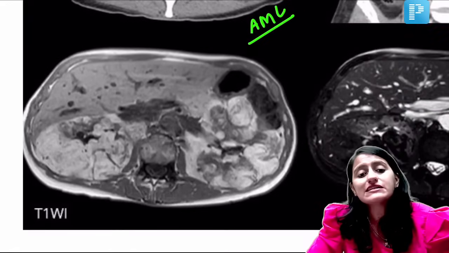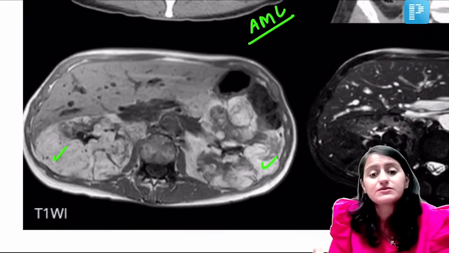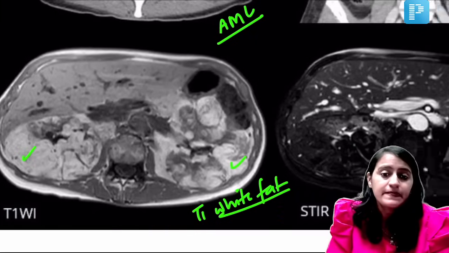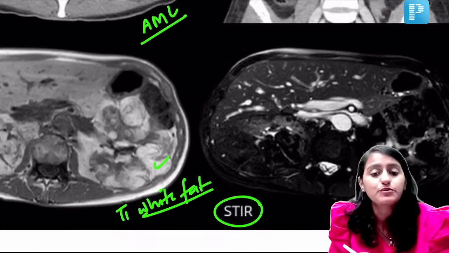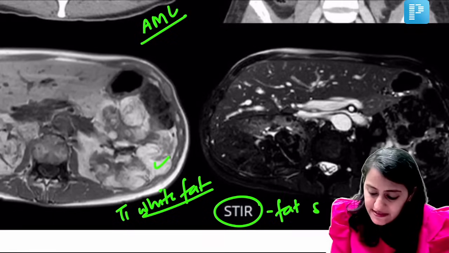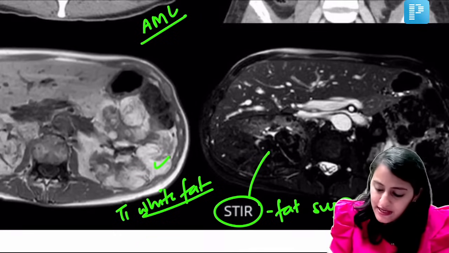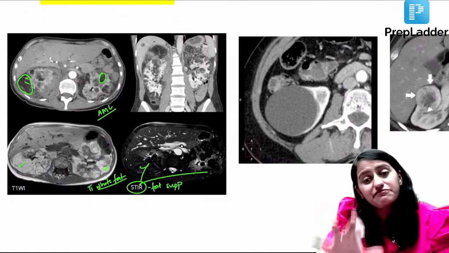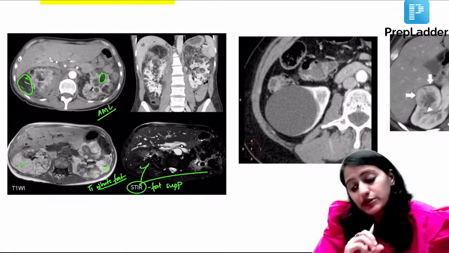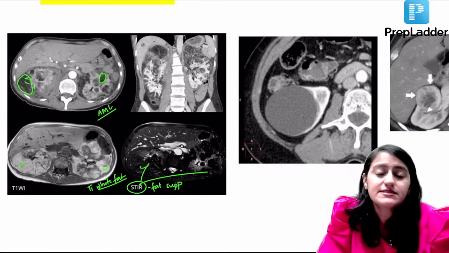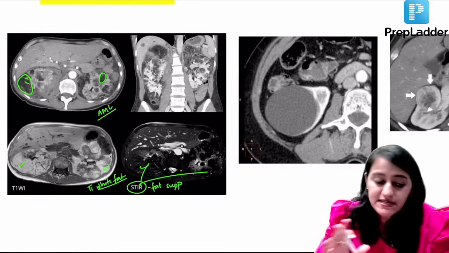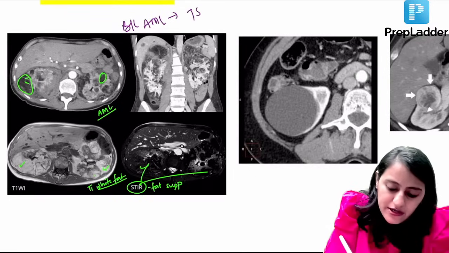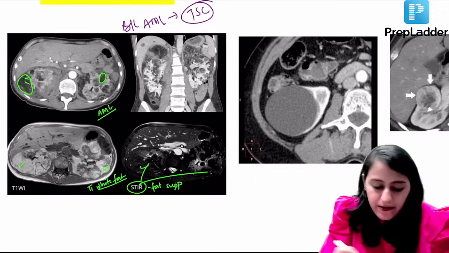How will it appear on T1 weighted MRI? Right, it is going to be T1 white. Okay, remember fat is T1 white. And if you do a fat suppressed sequence, what is STIR MRI? STIR is a fat suppressed MRI. So you can see that on STIR, the regions which were white on T1 have become dark. That means it is telling you that it is fat. So it gets suppressed on fat suppressed MRI, right? The fat will get suppressed, the hemorrhage will not get suppressed, right? So remember, bilateral AML is seen with what condition? Tuberous sclerosis. Okay, tuberous sclerosis.